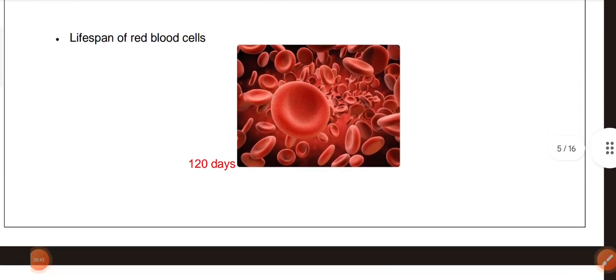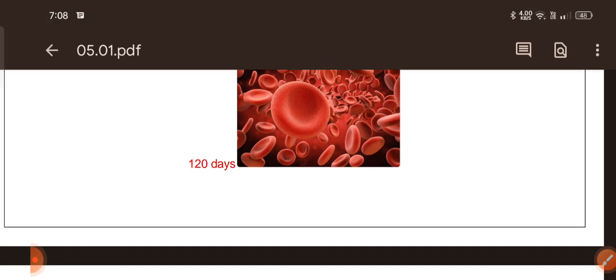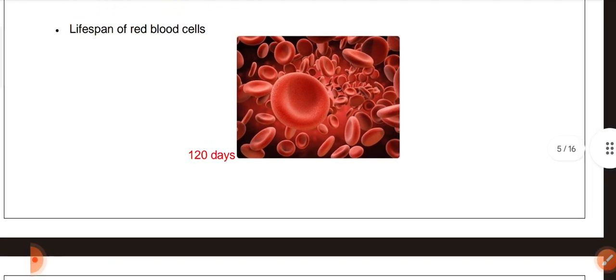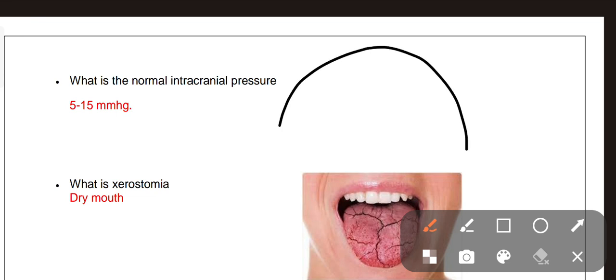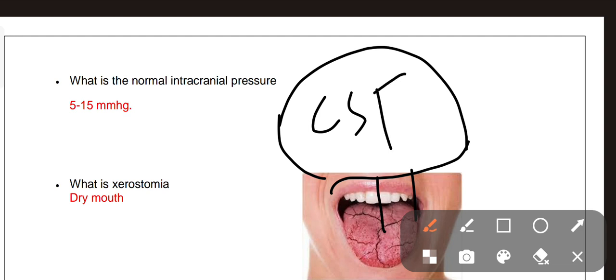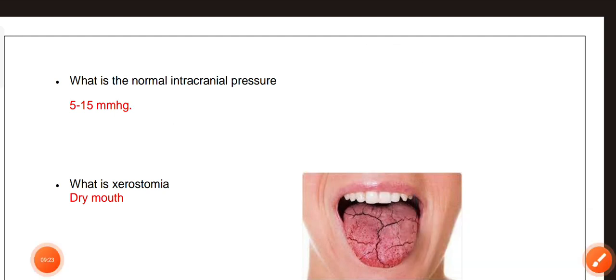The next point is the lifespan of red blood cells. You all know the lifespan of red blood cells is 120 days. And the next point is: what is the normal intracranial pressure? In the brain there is CSF, cerebrospinal fluid, which surrounds the brain. This CSF pressure is 5 to 15 mm of Hg. So this is the normal intracranial pressure.